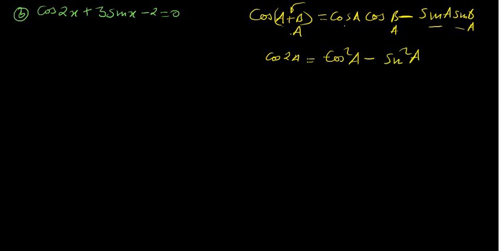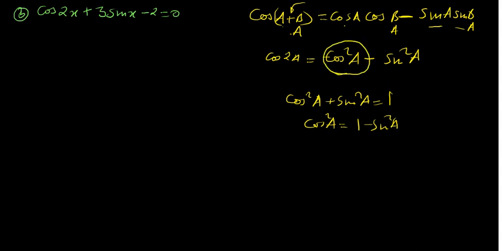Now notice that we are talking of cos 2A. Now our aim is to make it in the form where it is going to have sine. So we don't want to have this cosine squared. And what do we do in that case? We know that cosine squared A plus sine squared A is equal to 1. So making cosine squared A the subject of the formula, that gives us 1 minus sine squared A. So where there is cosine squared A, we are going to replace with 1 minus sine squared A.